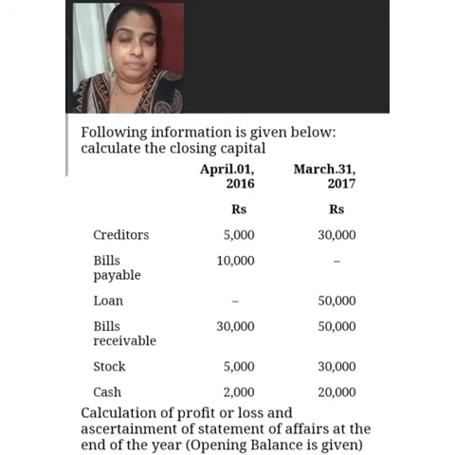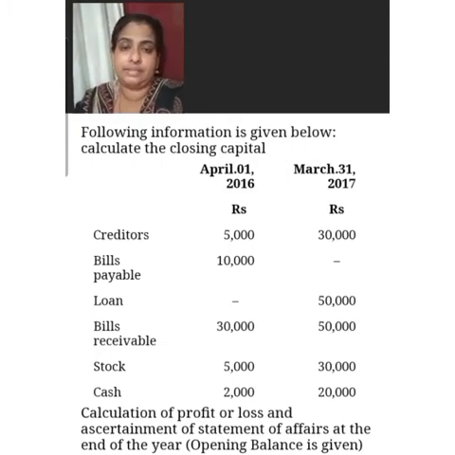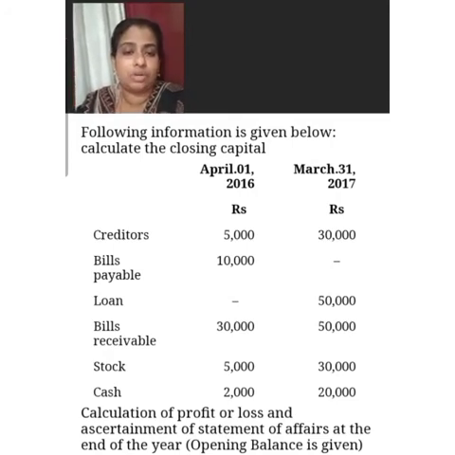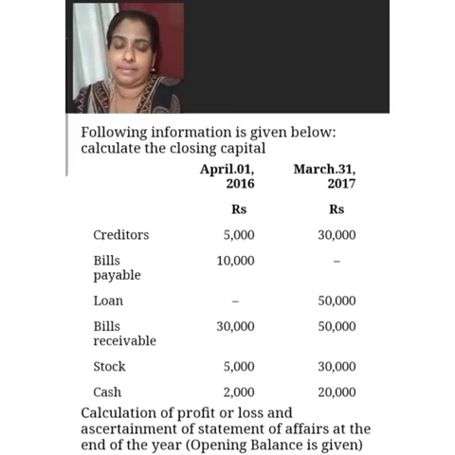In the same way, we want to prepare the closing statement of affairs. On the liability side, enter the amount of creditors of 30,000, then loan of 50,000. There is a total of 80,000 on the liability side. Then on the asset side, bills receivable of 50,000, stock of 30,000, cash of 20,000. There is a total of 1 lakh on the asset side. The liability side has a total of 80,000. The net amount will be 20,000. That is the closing capital.